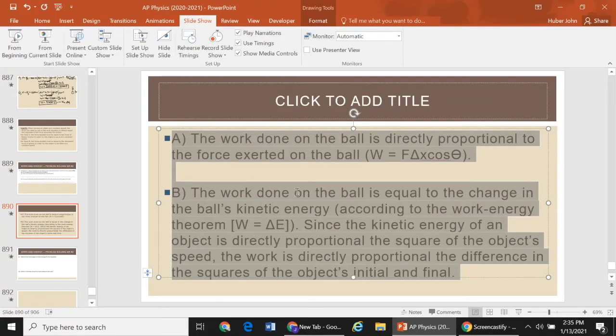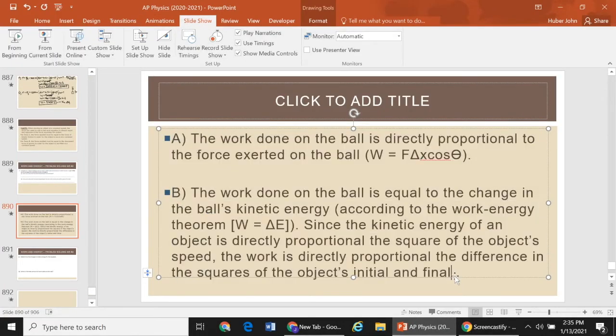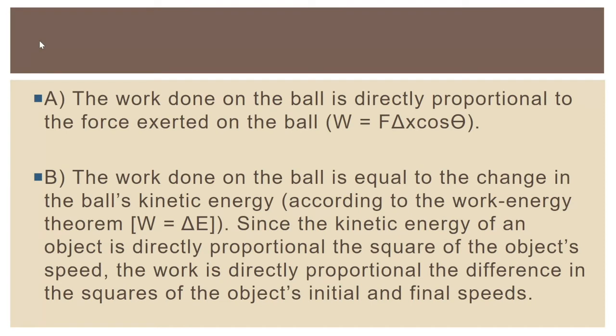And so the work is directly proportional to the difference in the squares of the initial and final speeds. Take a second to pause this video here and write that down, adding any part of this to your explanation that might have been missing, or just writing the whole thing down in general if you were a little confused about what this question meant. And when you hit play, we'll move on to part C.